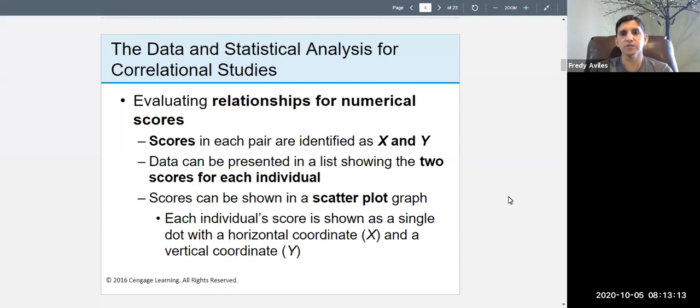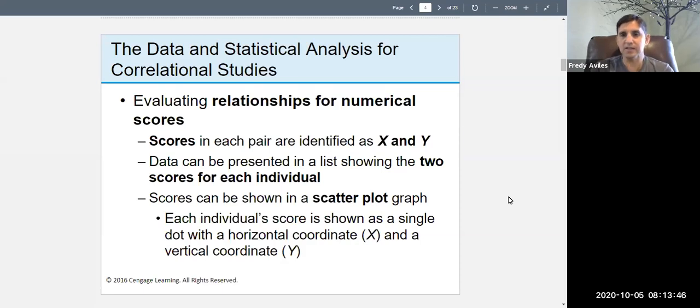So you have scores for each pair identified as X and Y. X could be aggression, Y could be age, okay? And then you can represent the data in a list, right? In which you're gonna have 2 scores for each individual. So for person A, let's say, or person 1, you have their aggression score, because you ask them about how aggressive they are. And then you have their age. You ask them about their age. Person 2, you'll have their aggression score and their age. Okay, so you have numbers for both variables.